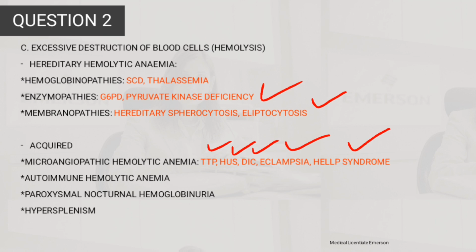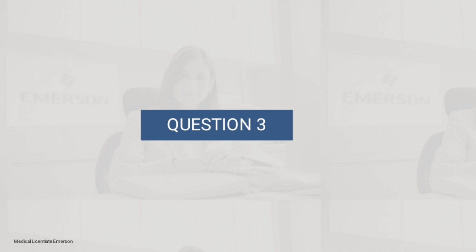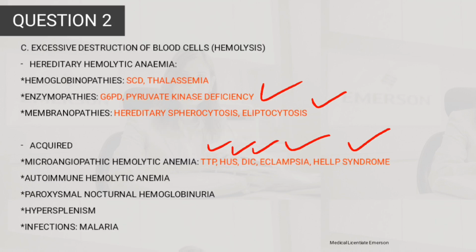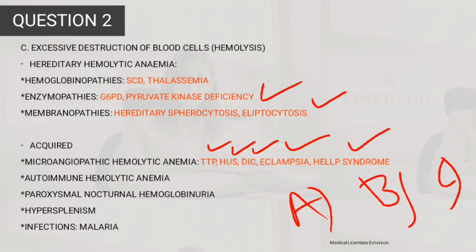Under acquired again, we can have hypersplenism. Then we can have infections such as malaria. And then that's the end of the classification for the causes of anemia. So we said A, blood loss. Then B, decreased or inadequate production of normal blood cells. Then C, excessive destruction of blood cells, that is hemolysis. Then we are giving examples under each. That was how we classified them.